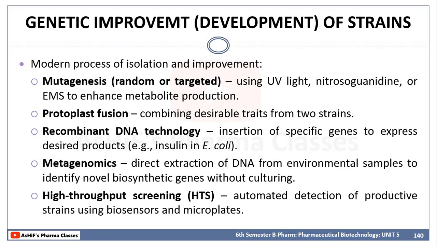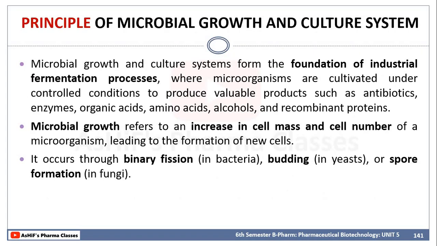Okay, then metagenomics, which is the direct extraction of the DNA from the environmental sample to identify novel biosynthetic genes without culturing, and high throughput screening, which is an automated detection for productive strains using biosensors as well as microplates. So these are the different methods for genetical improvements.